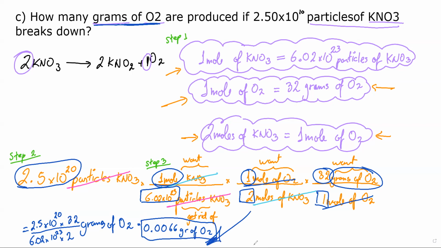There, you got it. So this is how you do all the problems. Just step 1, find some relationships. Step 2, put what you're given and try to figure out a way to get from what you're given to what you want. And step number 3 is use the relationships in step 1 to put them in step 2 to get the thing that you need, in this case grams of O2. That's how you do all these problems.